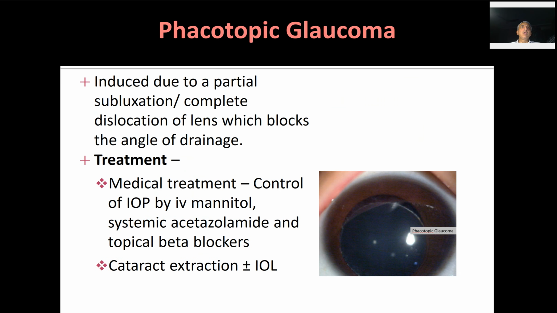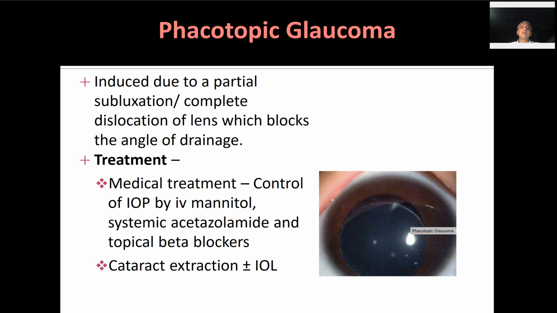Next, we go on to phacotopic glaucoma, which is induced due to a partial subluxation or complete dislocation of the lens, which blocks the angle of drainage. Here you can see this is the clear lens, which is actually subluxated into the anterior chamber and is blocking the anterior chamber in this area. So the treatment of this also remains medical treatment.